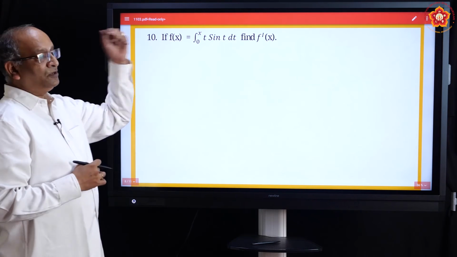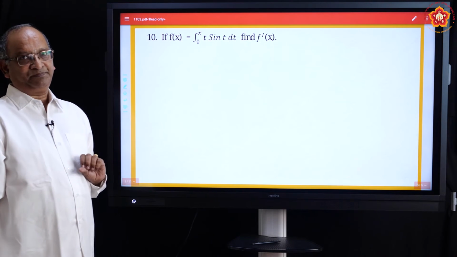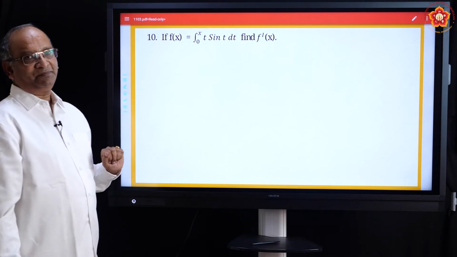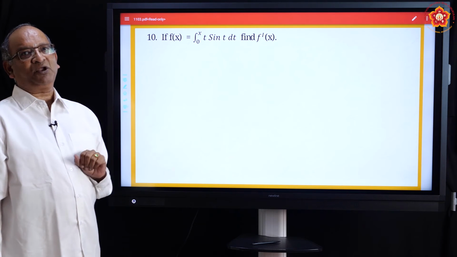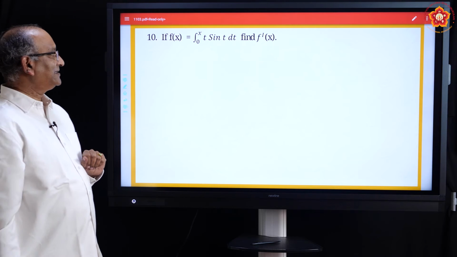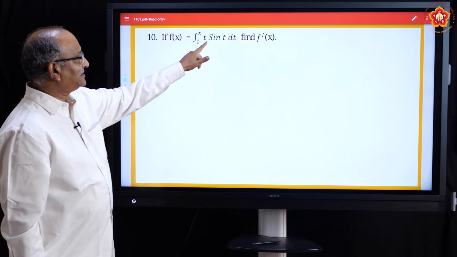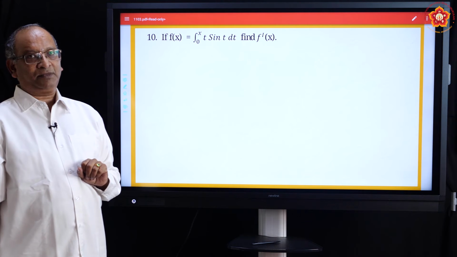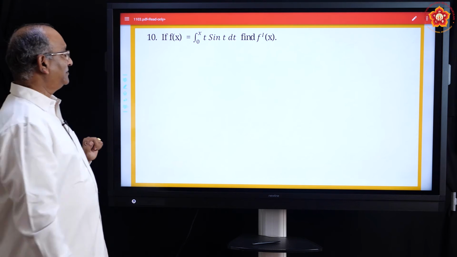Yes, we come to this last problem before we take up another subtopic. What is this problem? It appears to be different than all the problems which we did. What does it say? If f of x is this much, he says find f dash x. How to do? Very simple.